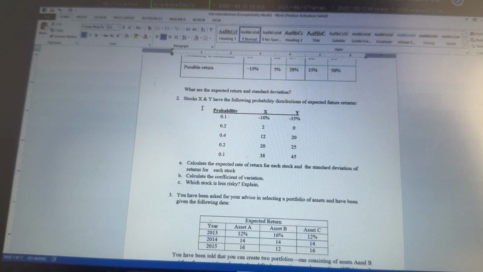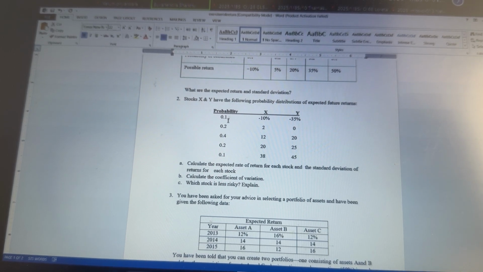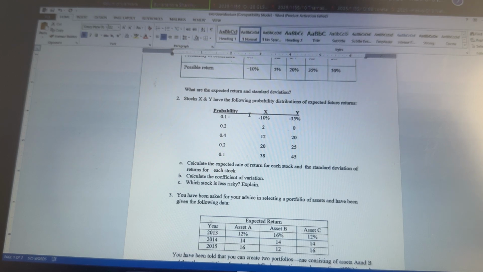Here you can see stock X and stock Y. Probability distribution of expected future returns. The probabilities are given, and all the probabilities must sum to 1, right? You can see here also it is equal to 1. This is the negative return for both, and the other returns are given.